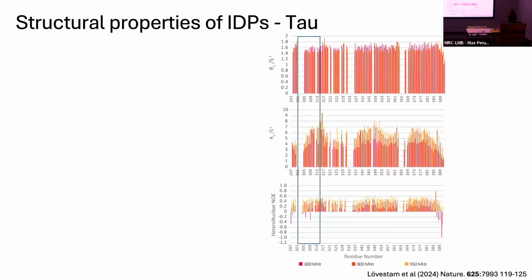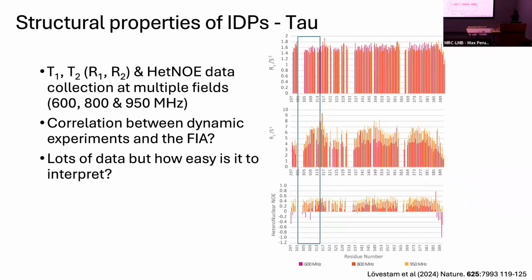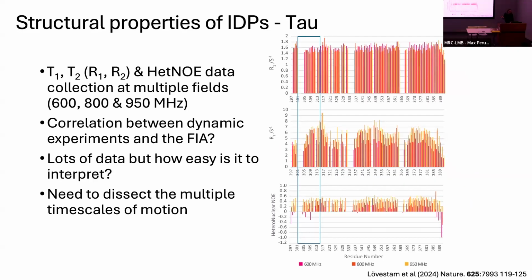We can then collect our standard dynamics experiments and see if there's anything obvious here. We can collect it at multiple fields, which we've done, and then look for any correlation. These are the residues that form the FIA. I mean, I stare at NMR data all the time. I think I can see there's definitely something going on in this T2 data, but it's not obvious, and I've got a lot of data, and it's not so easy to interpret.